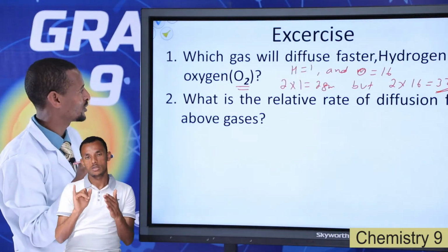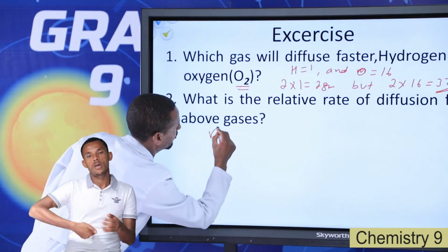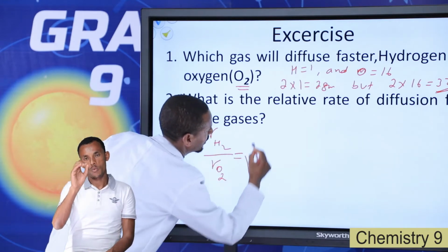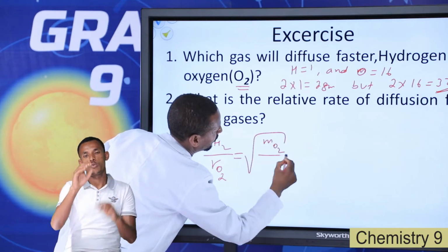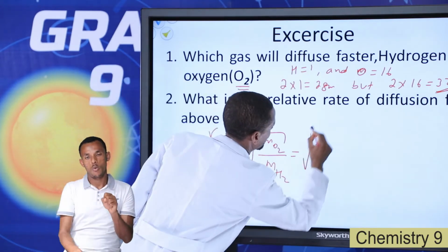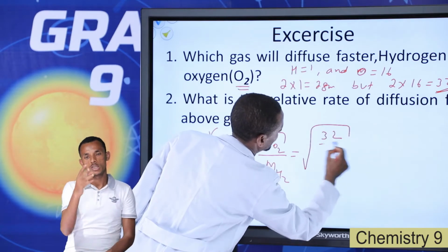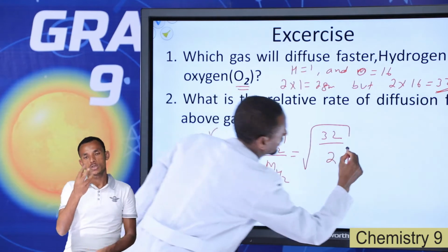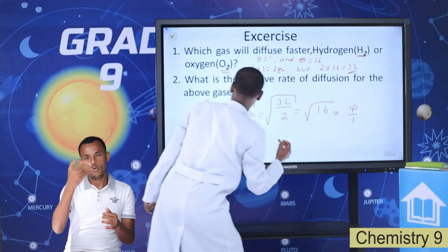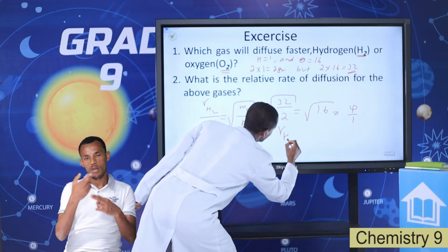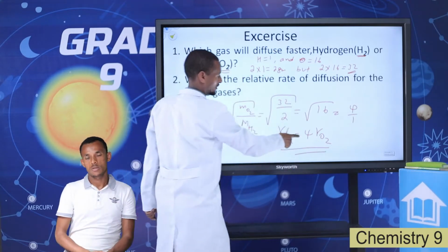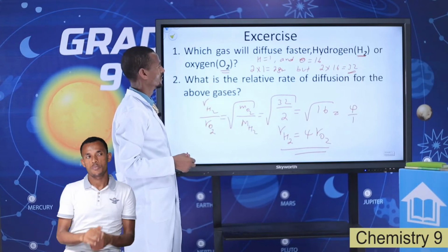What is the relative rate of diffusion for the above gases? Meaning R of hydrogen over R of oxygen gives us the mass of oxygen over the mass of hydrogen. Inverse relation, okay? So the mass of oxygen is 32, the mass of hydrogen is 2. It gives you 16, then finally becomes 4 over 1. So the rate of hydrogen is 4 times the rate of oxygen. So the relation is like this. Okay, do you get it?